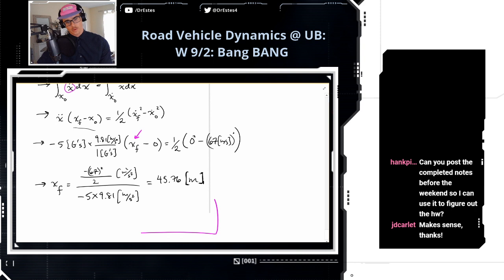So think about this. 45 meters, that's like 120 feet, roughly, a little more than that. You're going 150 miles per hour. Slam on the brakes. It's pretty amazing. That's what Formula One braking force can do. Okay. I'm going to move on to our next topic.